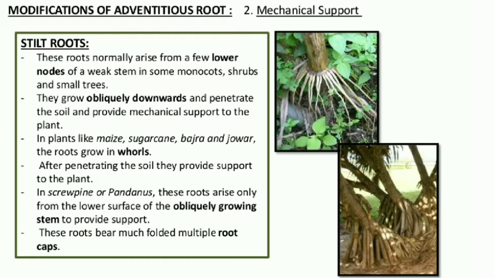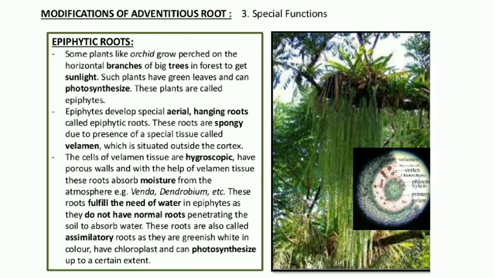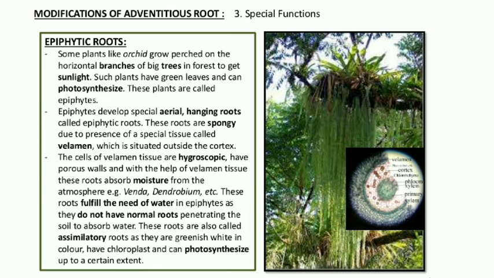And those roots contain much folded multiple root cap. Means they contain many root caps. The root caps help the root to grow better into the soil, so that they provide better mechanical support for the obliquely or bending stem towards the ground. Right. Next, we have some more types of roots that perform special functions.